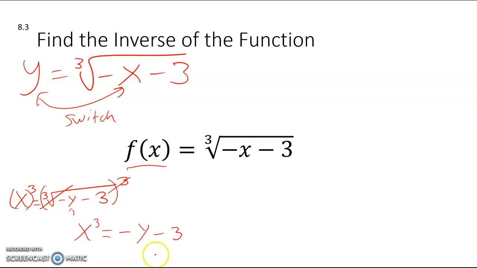Then from there, we want to get y all by itself. I'm going to add 3 over. We're left with y is equal to, x, excuse me.